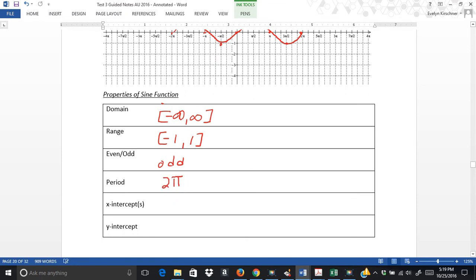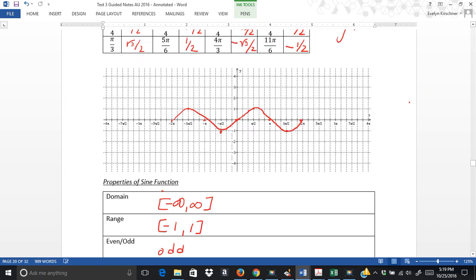It has x-intercepts at n pi, where n is an integer. It crosses the x-axis everywhere there, and its y-intercept is 0 here too. So we can graph the basic sine function here, and what we're going to learn next is how to graph when we do transformations.